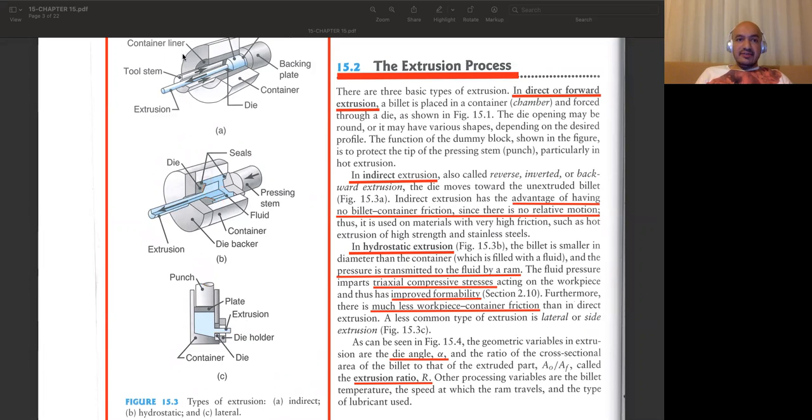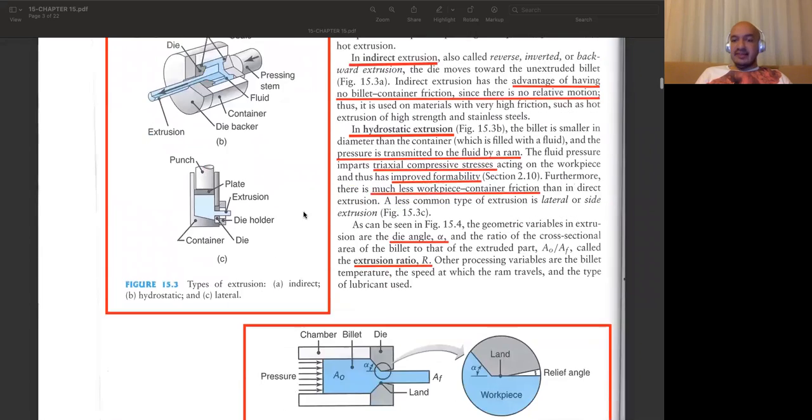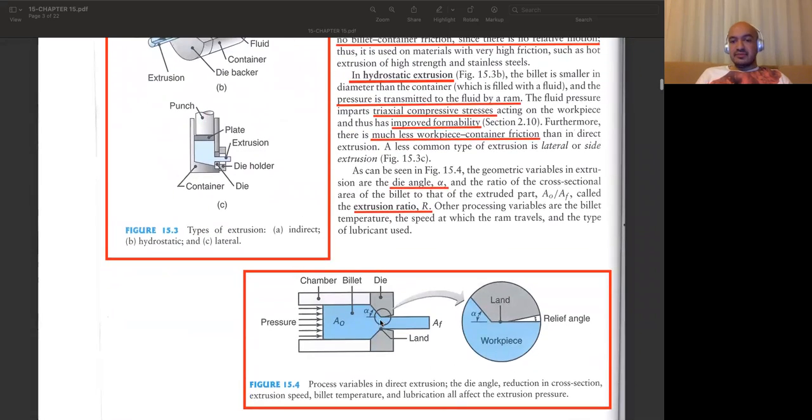And in all these, the die design is highly important. We have a die angle here, as you see, it's alpha, the angle between the horizontal surface and the conical surface of the die. And as in the case of machining tools, we have a relief angle so that we don't have much friction between the extruded material and the die.